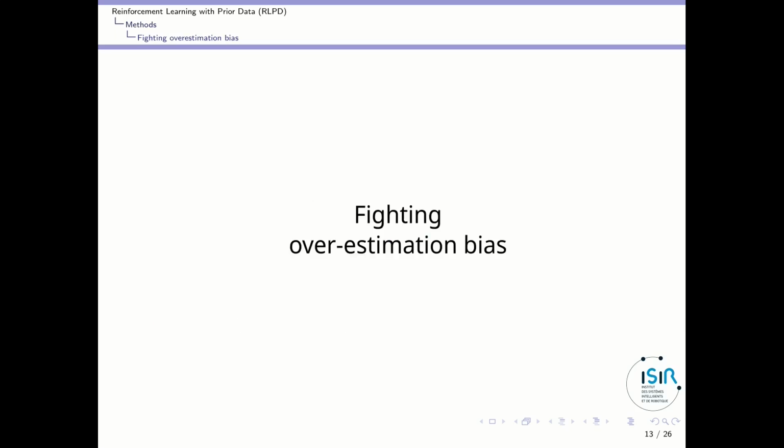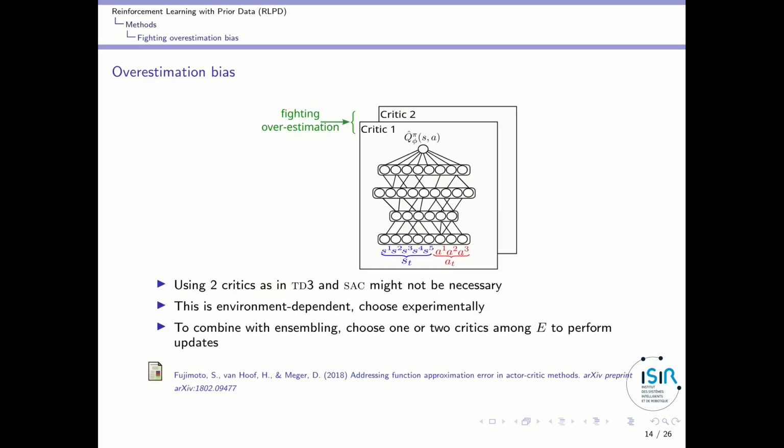The next mechanism is just to fight overestimation bias. So it is now common. It started with TD3 from Scott Fujimoto and colleagues. It is now common to use 2 critics and to take the mean of these 2 critics to prevent overestimation bias that you would get if you were using just 1 critic.